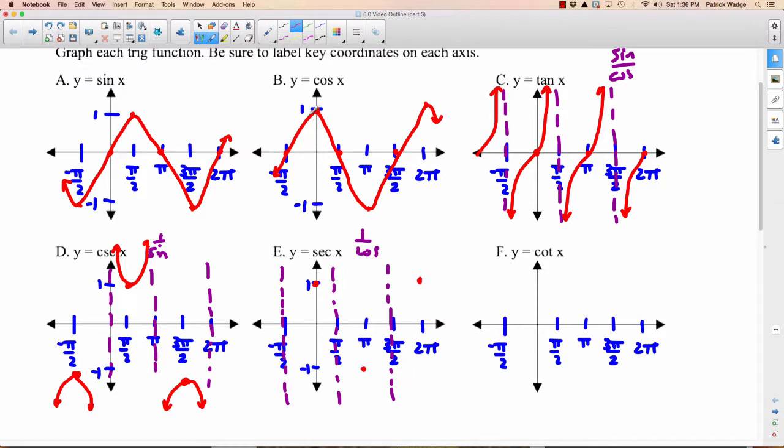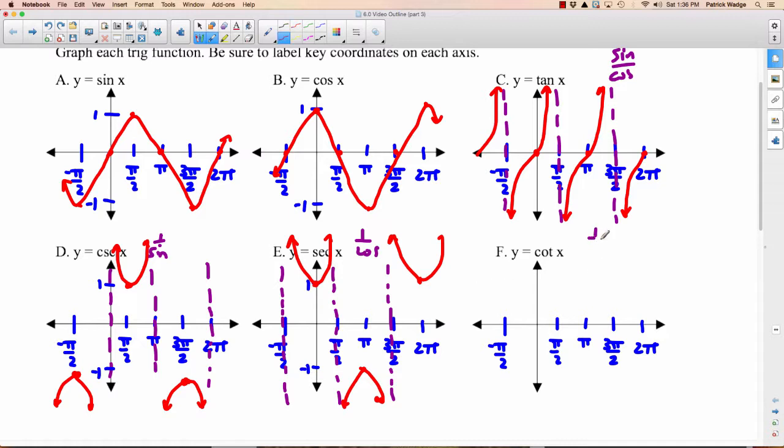Same sort of thing. As these numbers get smaller and smaller, these ones are getting bigger and bigger. Smaller and smaller means bigger and bigger for reciprocal. Smaller and smaller negative means bigger and bigger negative. Same here. I think you get the idea now. This is your secant graph.